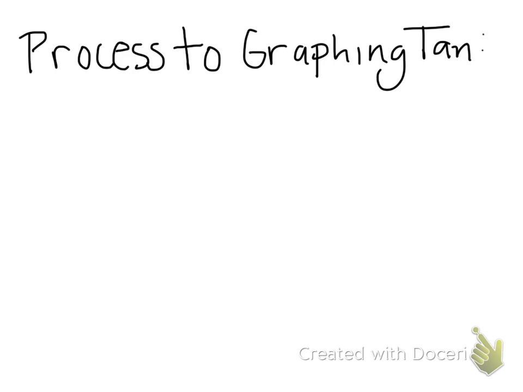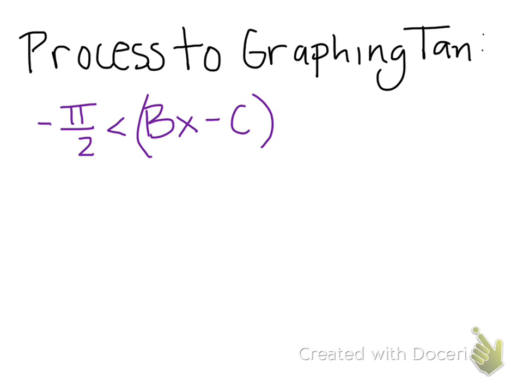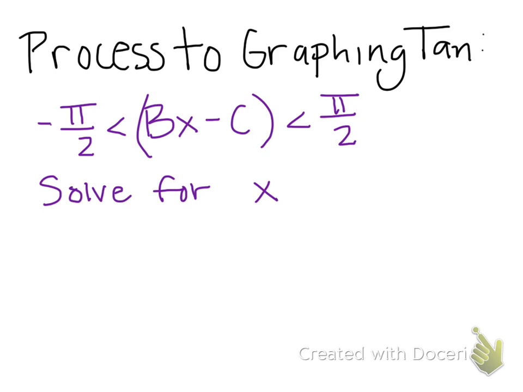So tangent has a bunch of asymptotes. The way we find the asymptotes is you will have negative pi over 2 less than bx minus c, the same as before. Whatever is after the tangent function gets filled in here, and then it's less than a positive pi over 2. And you're going to solve for x. Once we solve for x, that's going to determine the placement of our asymptotes.